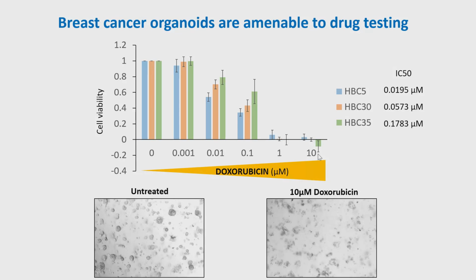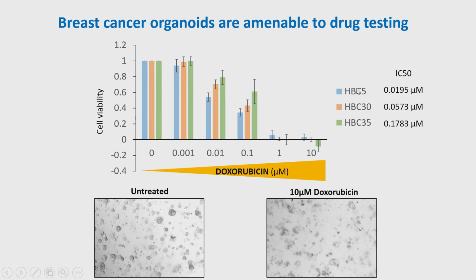What you can clearly see when you look at these curves is that for patient 35 here in green, you've got a line that seems to exhibit a profile of resistance, where you need a higher concentration of drug to lead to a decrease in the number of cells. While in contrast for HBC5, in blue, this is the opposite. These lines seem to be more sensitive than HBC35 to doxorubicin.